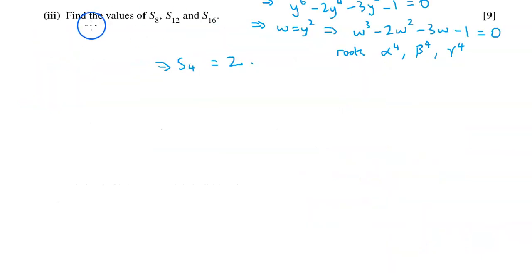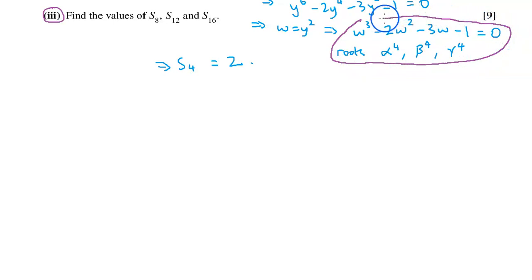Okay, for part III, we're asked to find S8, S12, and S16. And this equation here with these roots, I feel is going to come in pretty handy, so let's put a circle around that. Now to find S8 and S16, we can just do exactly what we just did here. So bring all the even powers of w to one side and the odd powers to the other side. So w cubed minus 3w is equal to 2w squared plus 1. And then square both sides.